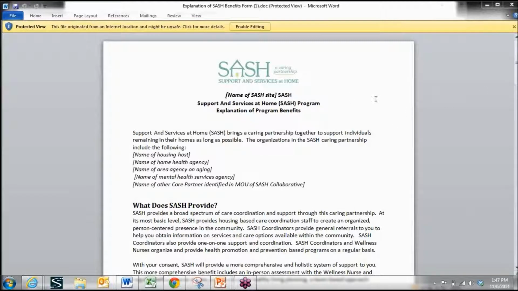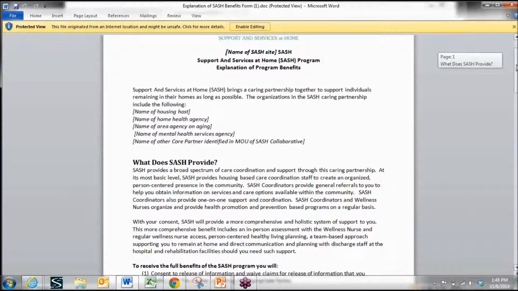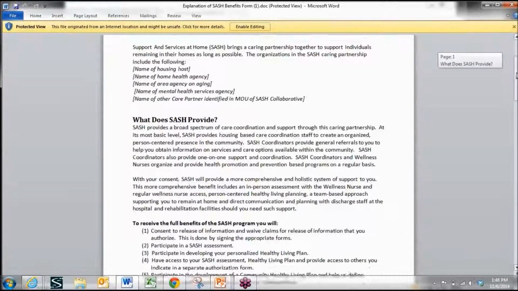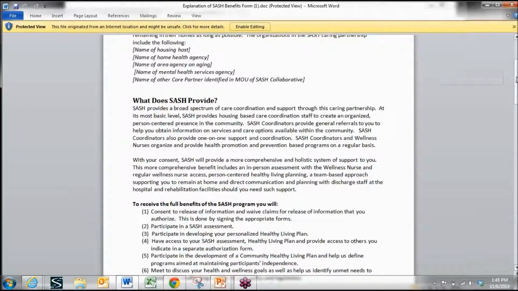Okay, so that's the first thing you do: fill in the blanks. And I should even say, right from the beginning, it says name of SASH site. So for where we are right now, we're at Grandway Commons. So I know that their explanation of benefits says Grandway Commons SASH. And so you want to just fill that in for whatever the name of your SASH panel is. And so this is the form you're just going to walk through with your potential participant.